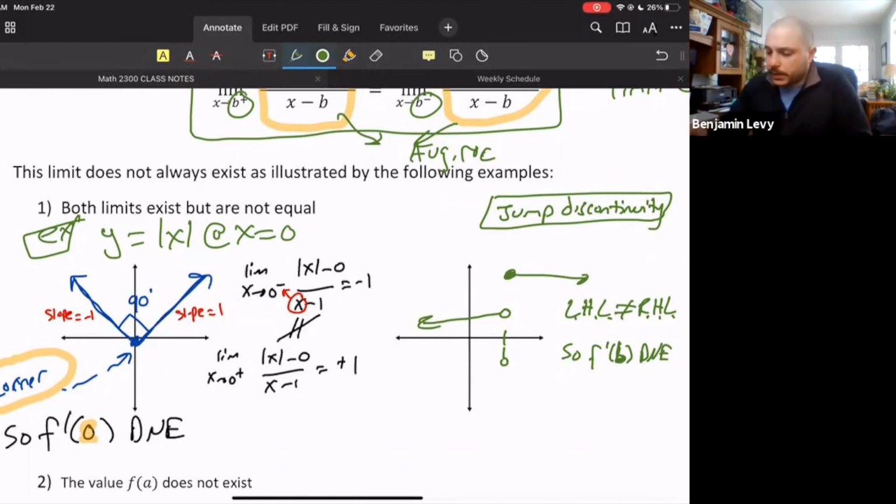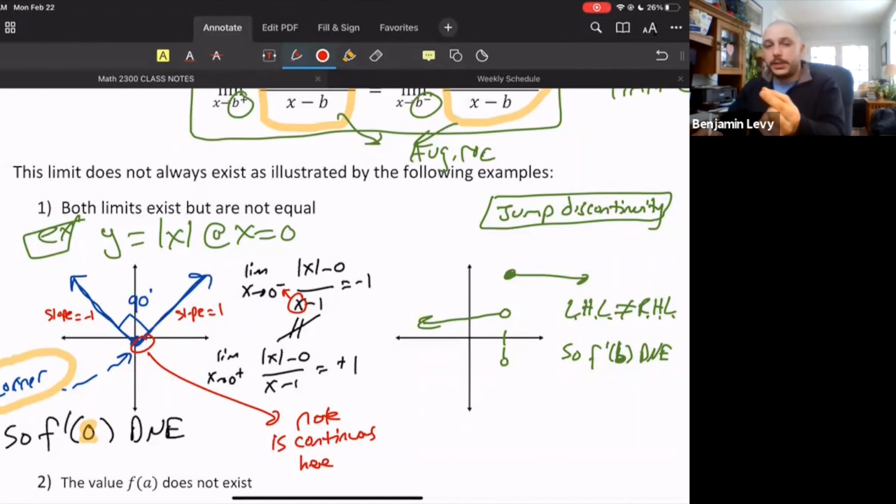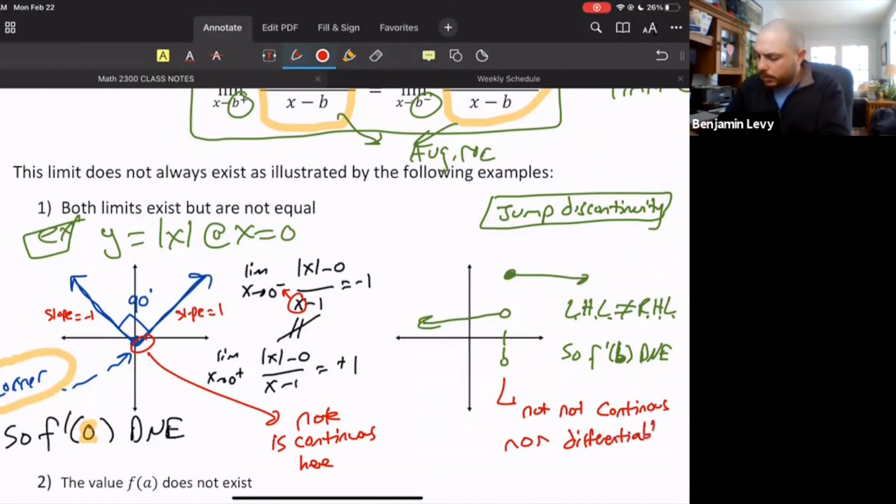It's continuous though, right? So let me just add, I'm going to erase this in a second, but I'll just say, note, it is continuous here. So it's continuous at 0, it's just not differentiable. But note here, it's not continuous or differentiable. So trying to carefully think about the definitions here, basically.